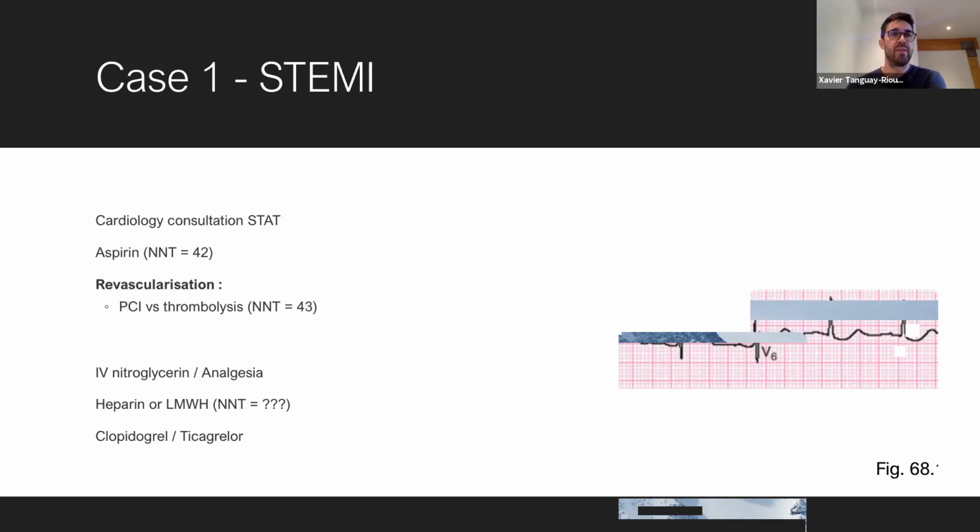So the patient was a little bit hypertensive. You could start the patient on a nitroglycerin drip if you have time, or if there's going to be any delay, you should be giving a little bit of analgesia. Depending on your local protocol, you're going to give a second antiplatelet agent and heparin.